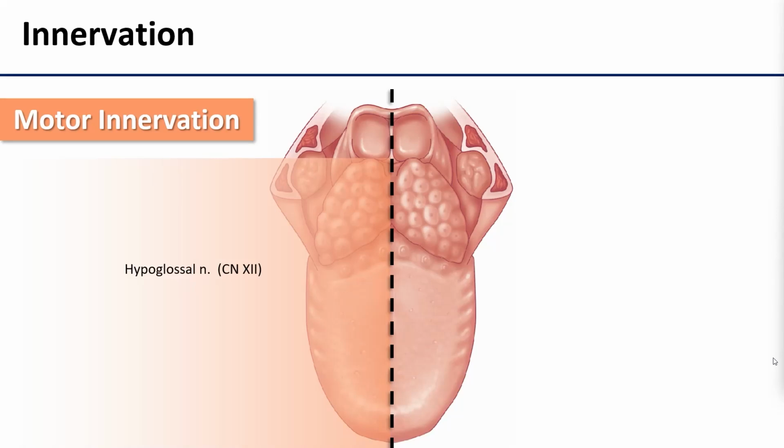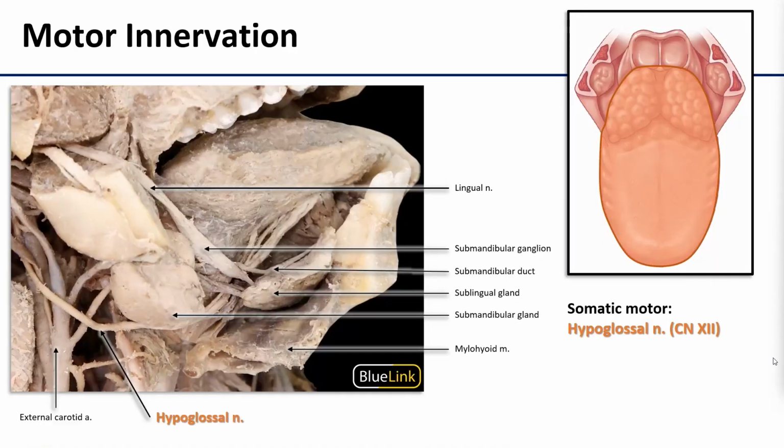All right, so with motor innervation, this is the easiest to talk about, right? The root and the body of the tongue are innervated by the same nerve, and all of those muscles, except for palatoglossus, all those muscles that move and change the shape of the tongue are innervated by the hypoglossal nerve, which is cranial nerve number 12. So that is, again, all the intrinsic and all but one of the extrinsic muscles.